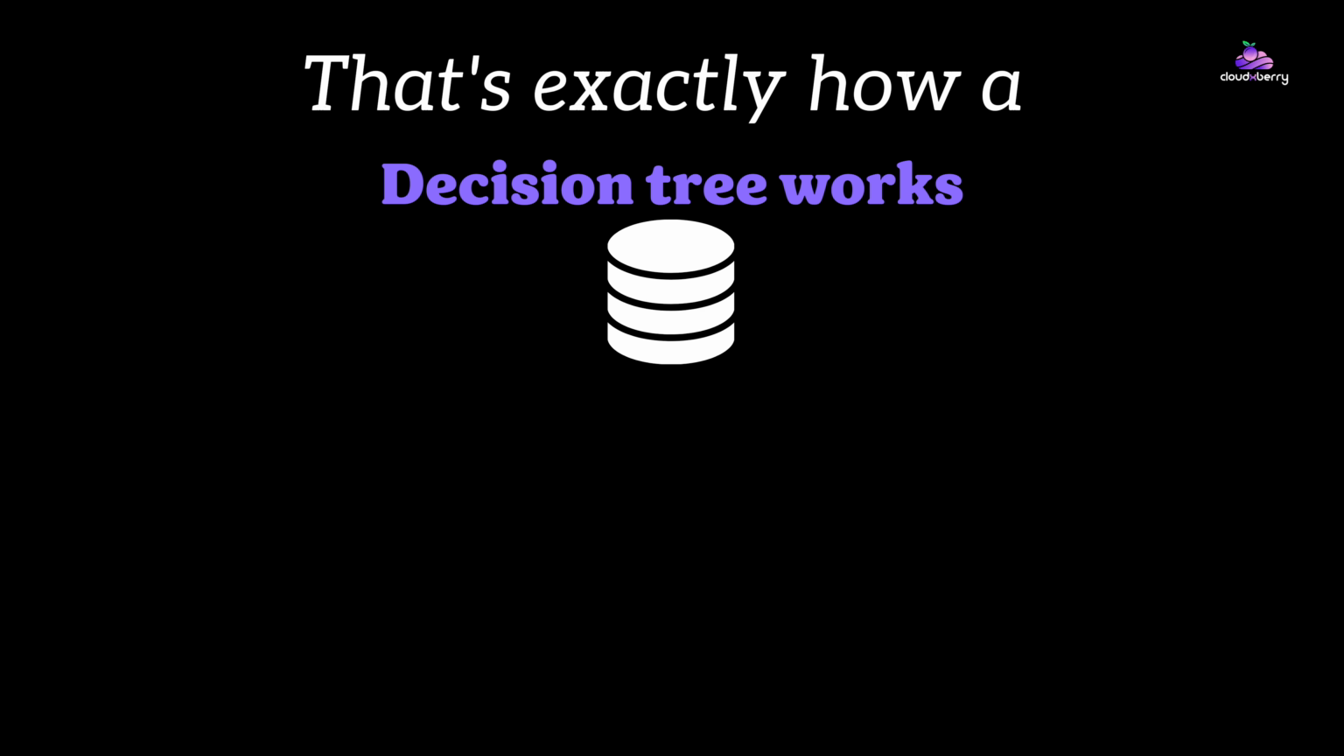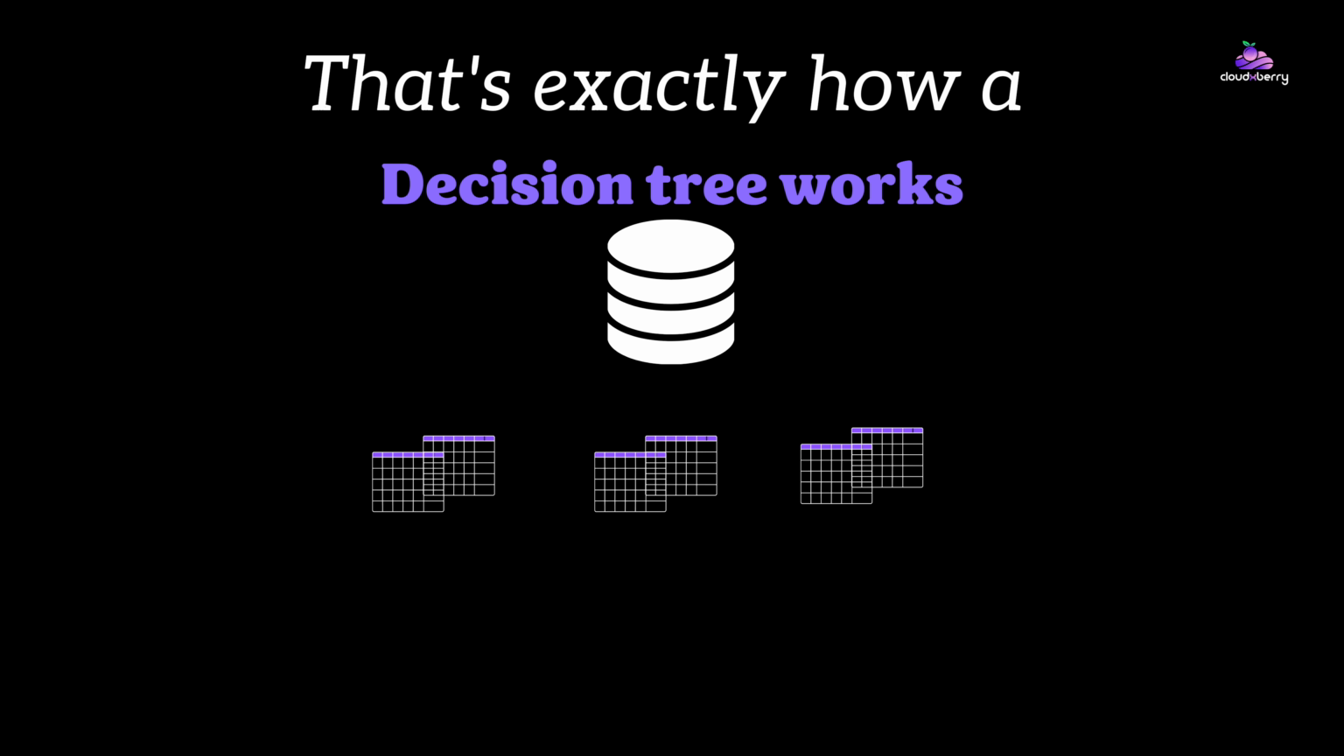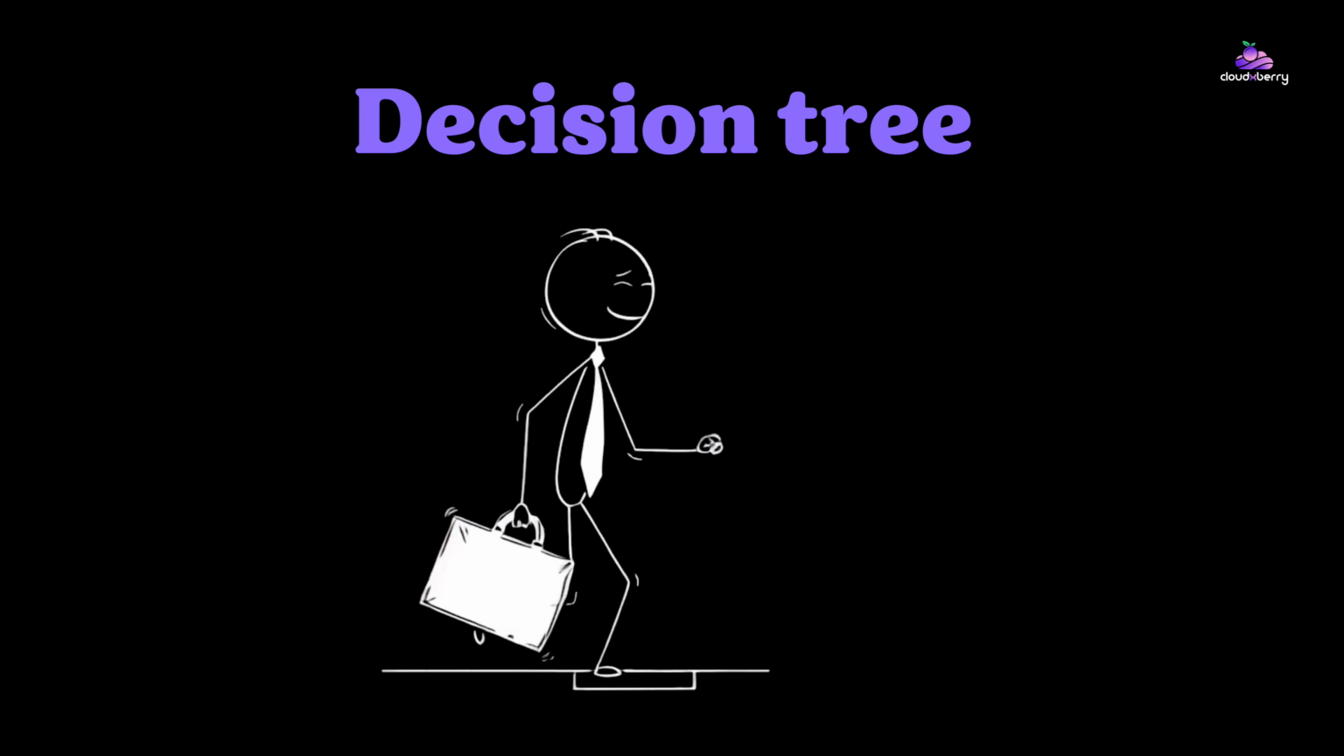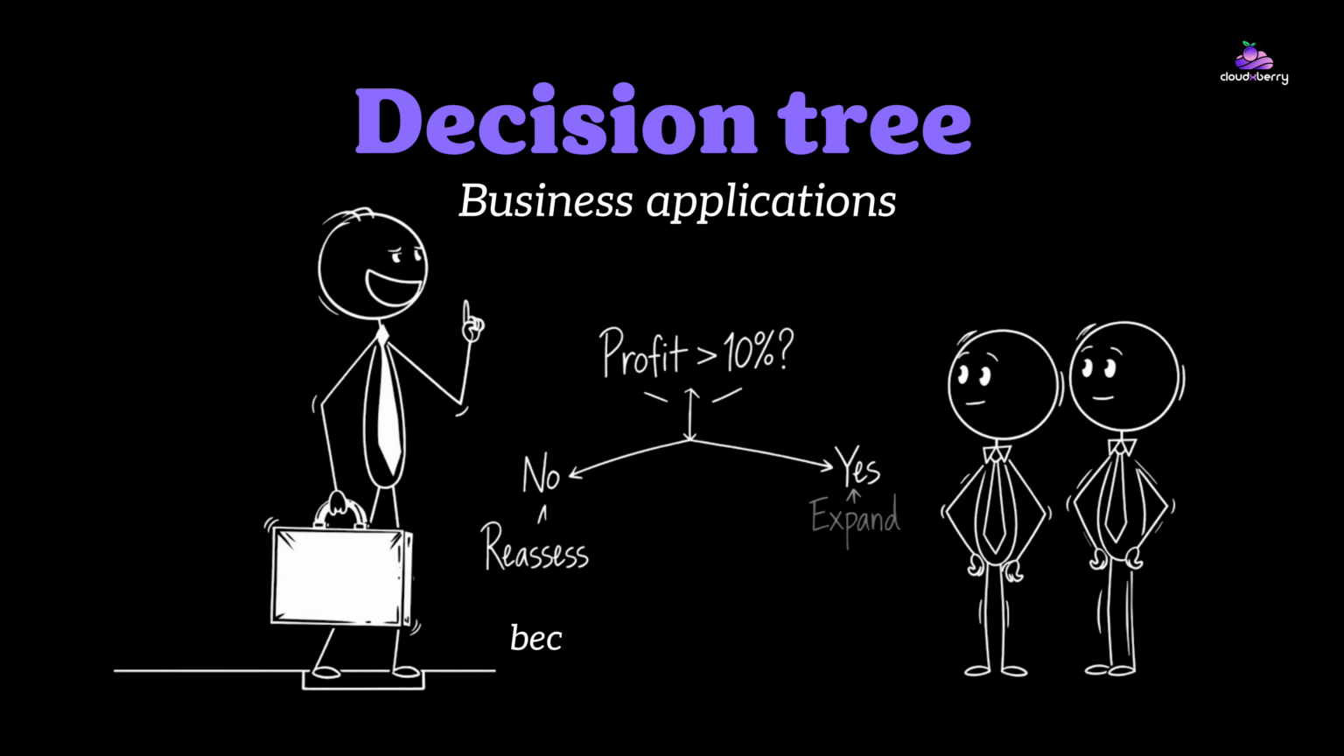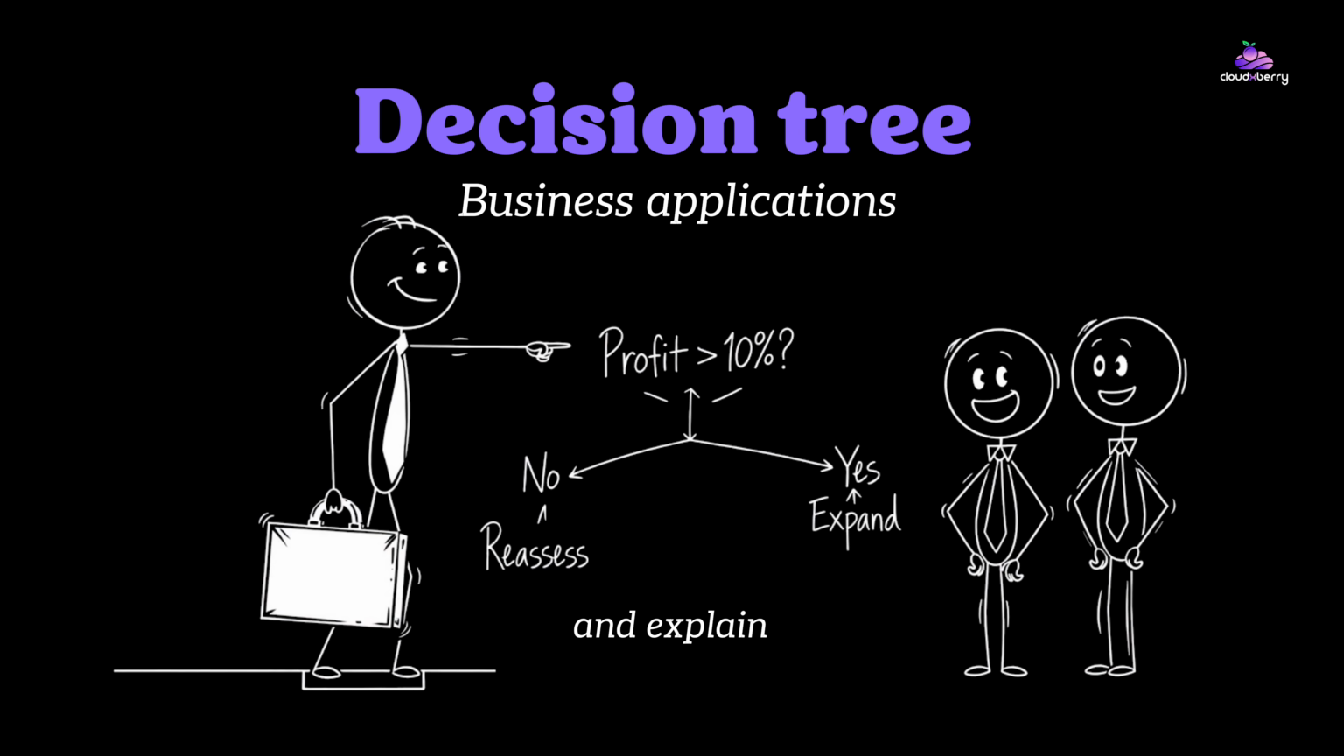That's exactly how a decision tree works. It splits the dataset into smaller and smaller subsets based on conditions until it reaches a decision point. Decision trees are widely used in business applications because they are easy to visualize and explain to stakeholders.